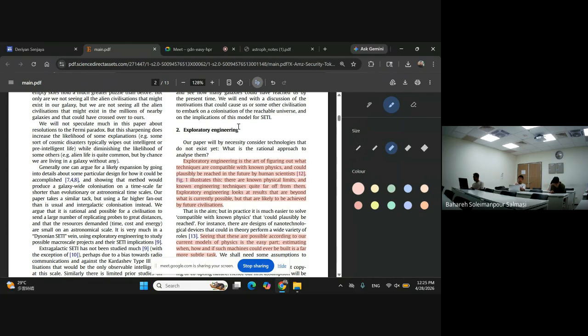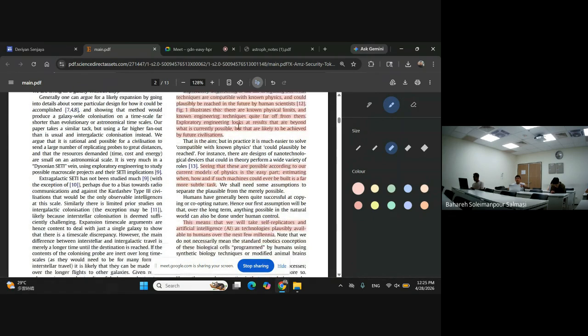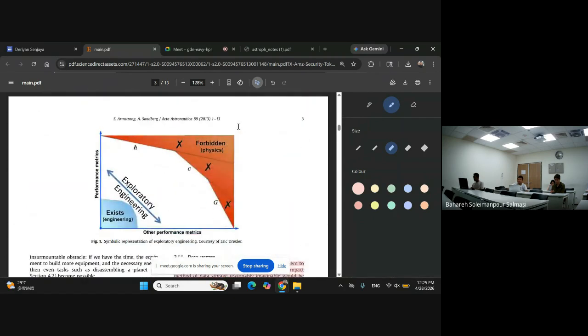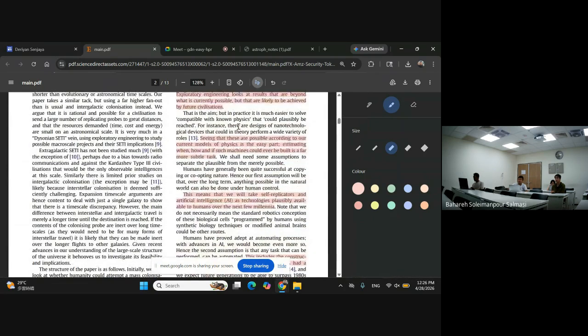So exploratory engineering is the art of figuring out what techniques are compatible with known physics and could plausibly be reached in the future by human scientists. So maybe they use common physics, but even if this physics is common for us, it doesn't mean that at the engineering level we can create it today, but maybe future civilizations can. So that is the argument here.